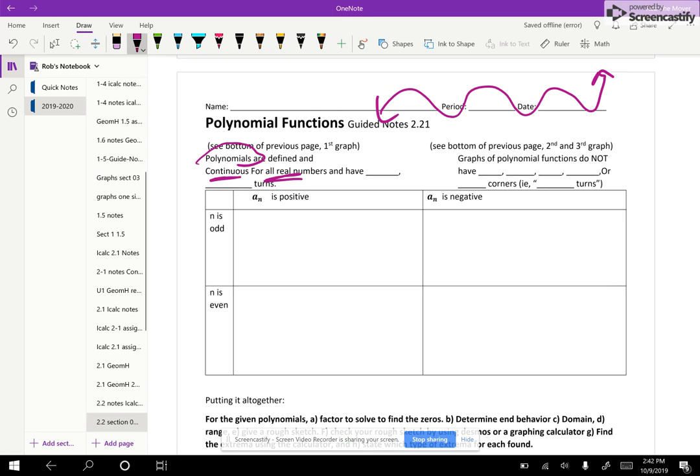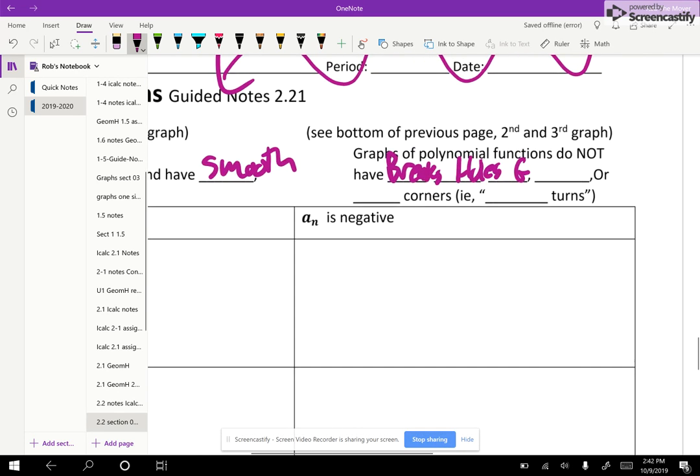So what it does have is smooth, rounded turns. Fill that blank with rounded. Smooth, rounded turns. Things that it does not have: it does not have any breaks in the graph. It does not have any holes in the graph. It does not have any gaps in the graph. If you are writing, please write down the word gaps. I can't fit it in here. It doesn't have any asymptotes.